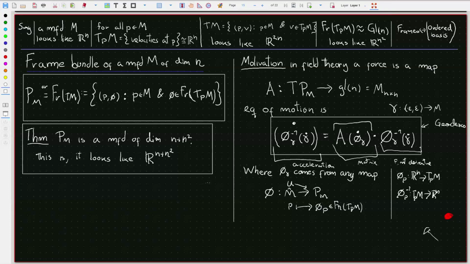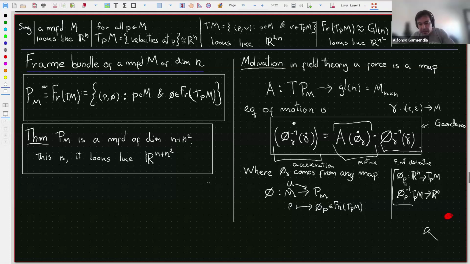Sorry, what's above M there? Is that U? You have phi that takes M to P sub M. In the bit to the left. What's above M there? I think it's the open set subset of it. This U. Yes, I am saying that this U, what I mean is that you don't need a map that goes from the manifold to P, but a local map.